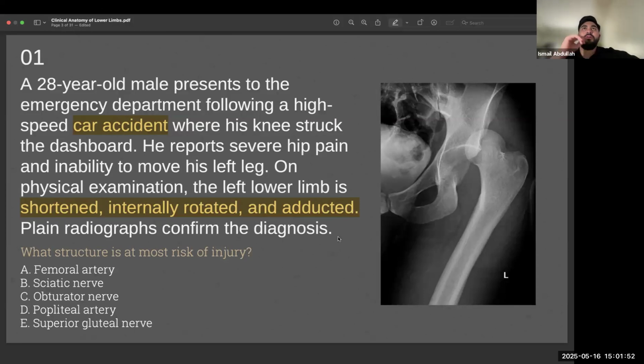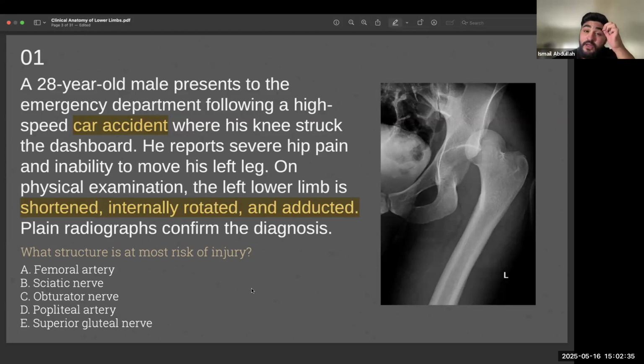Okay, so the thing about clinical anatomy in general, starting from year 1 to second and third and even fourth year, is that you need to understand the scenario, you need to identify the keywords so that then you can be able to answer whatever question pops up. So in this scenario, we have a gentleman who crashed, had an accident, and then on physical examination, the limb is shortened, internally rotated, and adducted. Now, this information is enough, but it's also backed up with a radiograph, as you can see here. So what do you think is the structure at the most risk of injury?